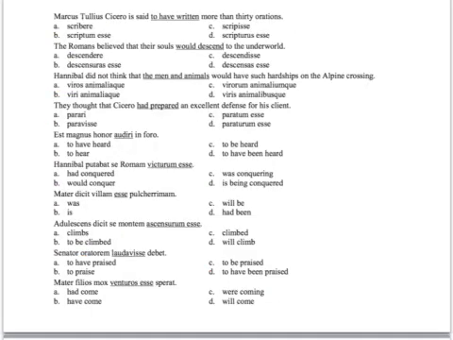To have written is perfect active infinitive. Would descend is a future infinitive. Hannibal did not think that the men and animals, this is the subject of an indirect statement, and so this would be in the accusative case. Thought had prepared, so to get "had" in an indirect statement, you need a perfect head verb and a perfect infinitive, and so that would be here.